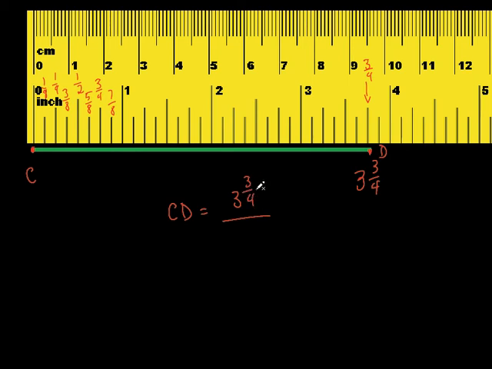Now we wouldn't just say 3 3/4 because it's not 3 3/4 centimeters, it's 3 3/4 inches. It's not 3 3/4 miles. You've got to make sure you put the units down. You can't just say 3 3/4 because you've got a couple different ways to measure this. So it's in inches, so we write it in inches. IN and then a period is how we abbreviate inches.